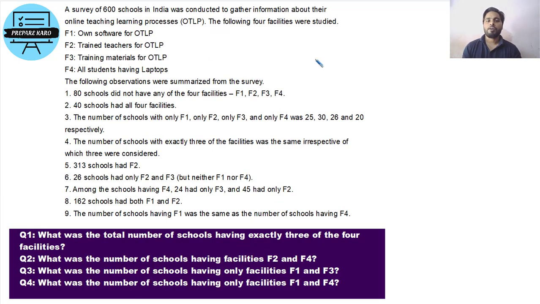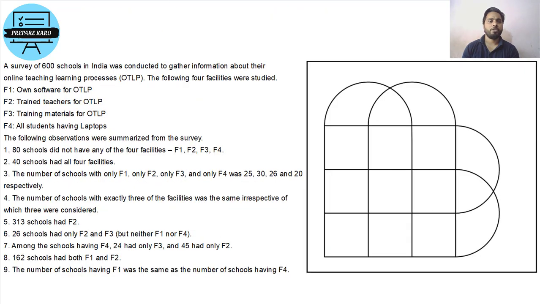Okay. Come to this question. A survey of 600 schools in India was conducted to gather information about their online teaching learning process (OTLP). Following four facilities were studied: F1, F2, F3, and F4. F1 denotes software for OTLP, F2 trained teachers for OTLP, F3 training materials for OTLP, and F4 all students having laptops, right? So these are the four variables. Basically, we need a four variable Venn diagram, right? So this is the four variable Venn diagram. Total is 600.